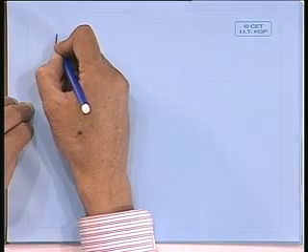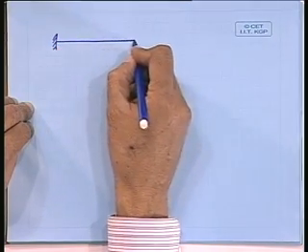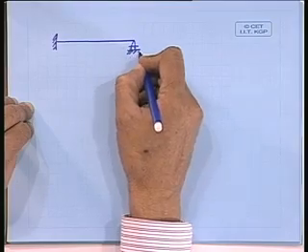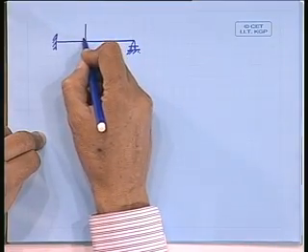Now let us take another example. Say we are taking a cantilever sort of a beam, propped, and I have two loads here.